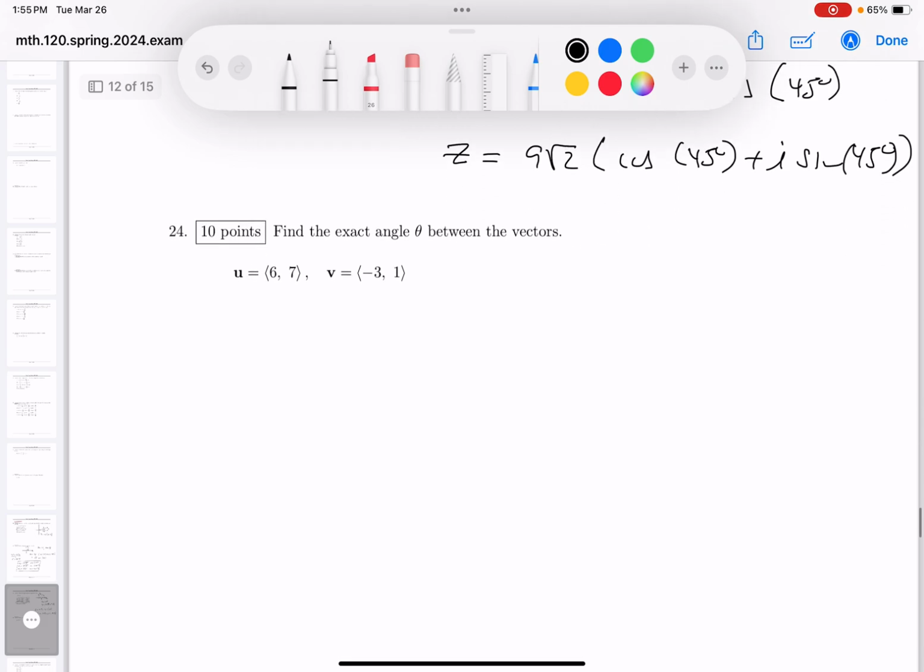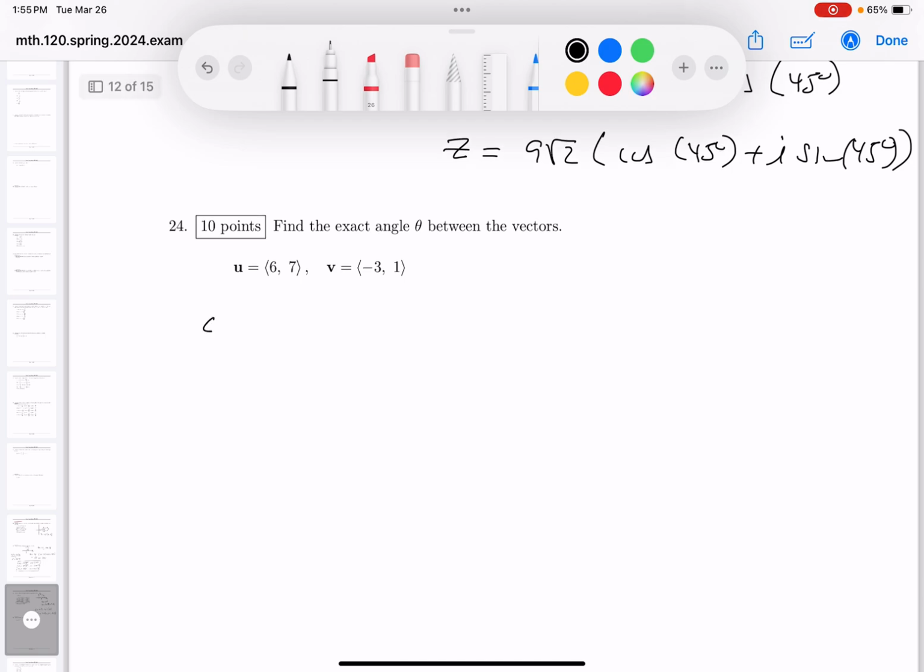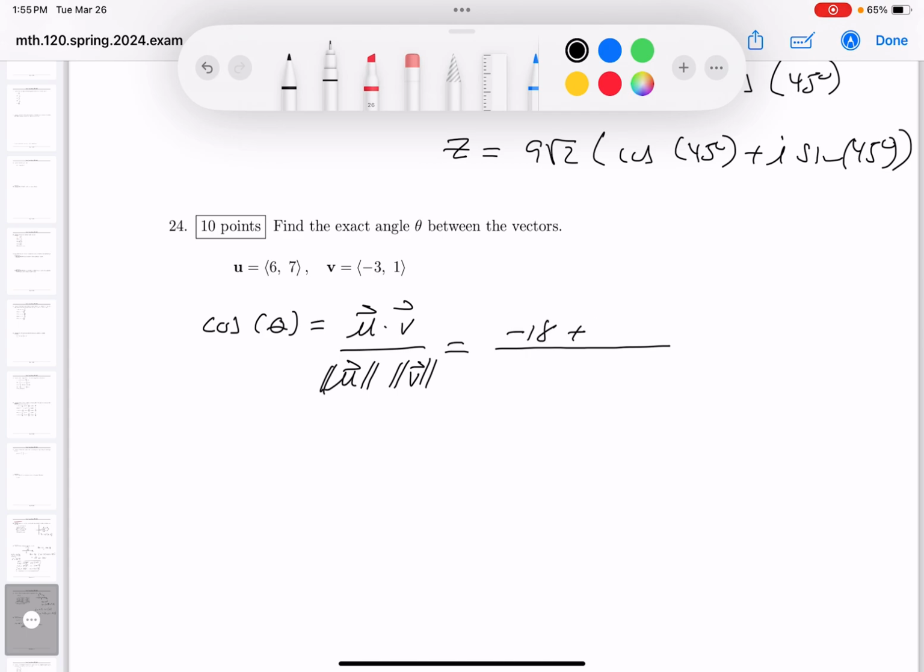Next question says find the exact angle between the vectors. So cosine of theta is going to be u dot v over the length of u, length of v. All right? So arithmetic time. u dot v: 6 times minus 3 is minus 18. 7 times 1 is 7. That's going to be minus 11.